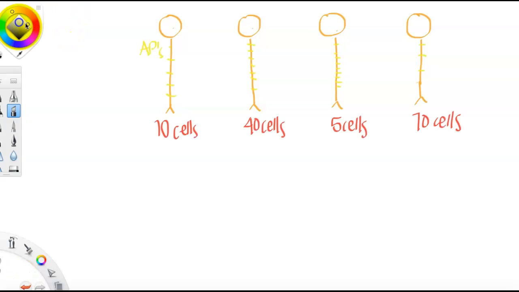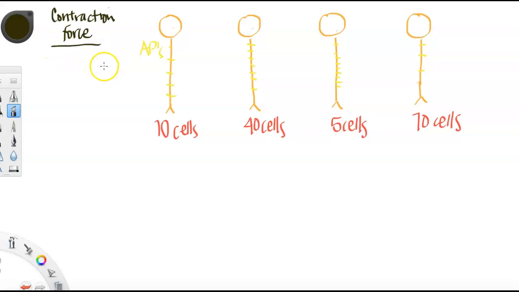So let's look at contraction force. How do we get more force in a contraction? We know we have the wave summation, so we can get the maximum force from a motor unit, but one motor unit, what if that's not enough? So how do we get more force? Well, we can recruit more motor units. So recruitment of other motor units.